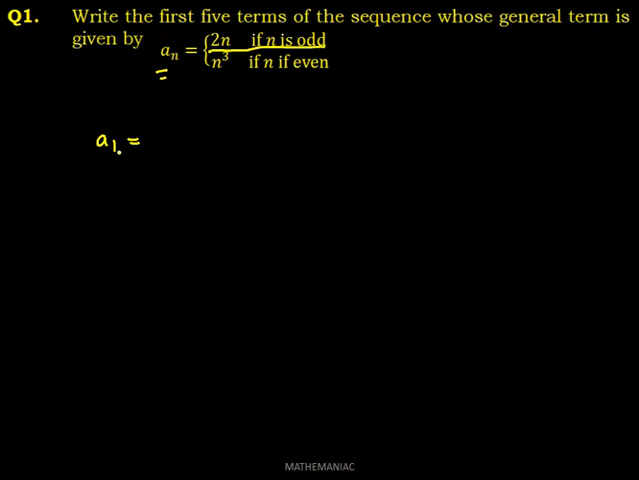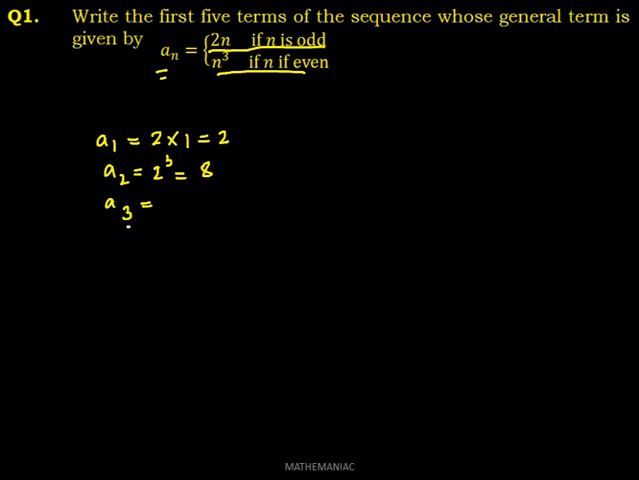For n equal to 1, right? So n, if you put 1, this part has to be used, that is the term will be 2 into 1, that is 2. If someone asks you about a2, this is even. So if n is even, the part to use is the second one. So it will be what? n cube, that is 8. n cube means whatever you write here.